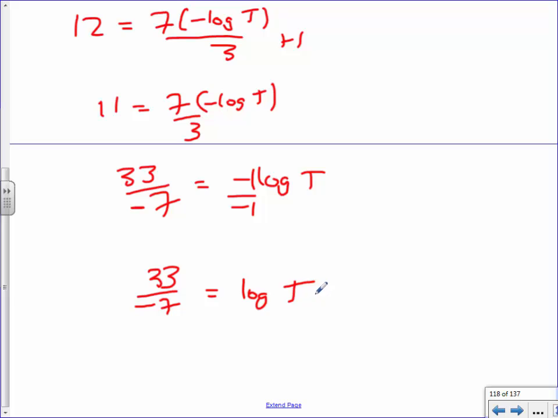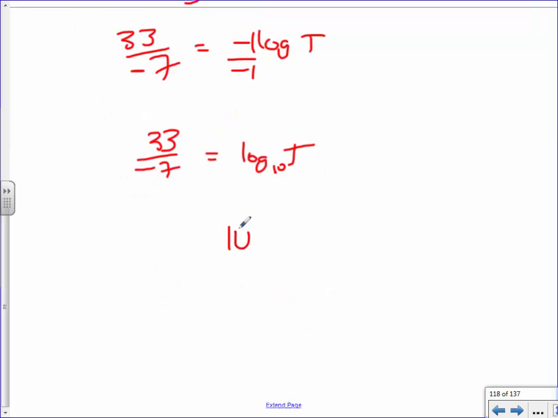What's the base of the exponent? Good. There's an implied 10 right here. So to rearrange this, I would then say 10 can go to the power of negative 33 over 7. Which just means you can go into your calculator and go 10 to the power of bracket negative 33 over 7. And it'll tell you your answer.